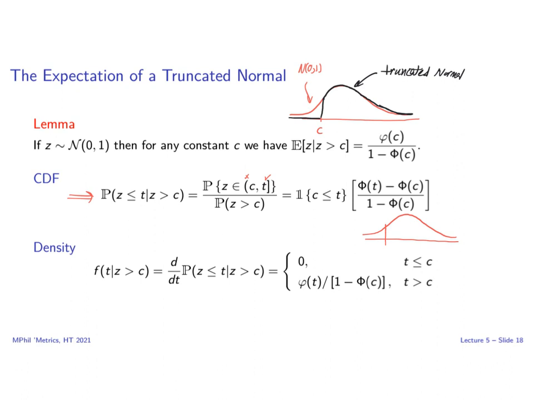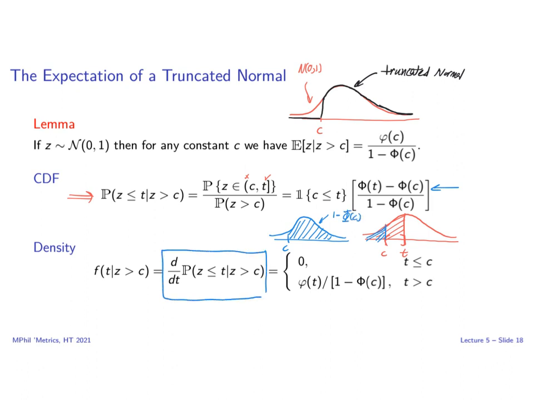So what is the probability of falling into that interval c to t, assuming that t is indeed bigger than c? Well, that's just the area under a standard normal to the left of t, namely capital Phi of t, minus the area under a standard normal to the left of c, namely capital Phi of c. And similarly for the denominator, what is the probability that a standard normal exceeds c? Well, that's 1 minus the probability that it's less than or equal to c, which gives us 1 minus capital Phi of c.